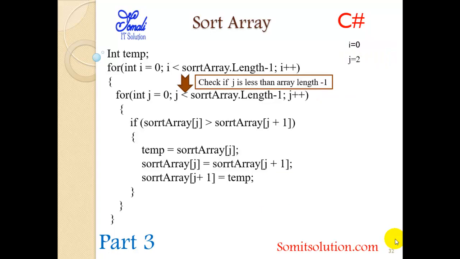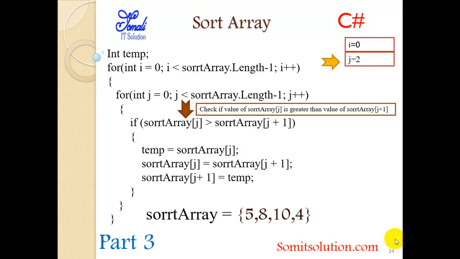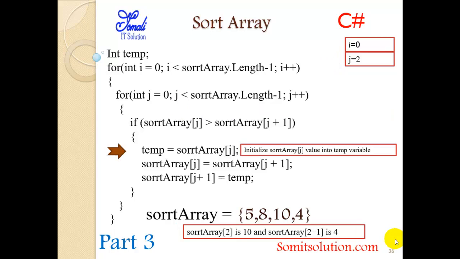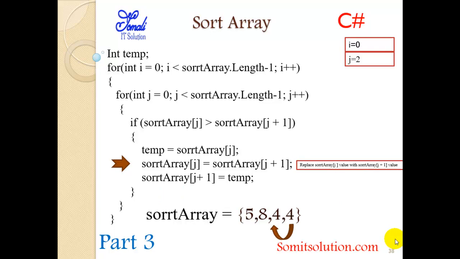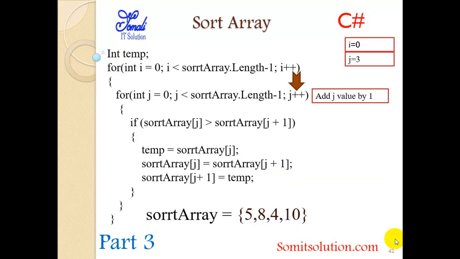Check if j value is less than array length minus 1. Our array length is 4 and 4 minus 1 is 3, so j is less than 3. Check if sort array of j is greater than sort array of j plus 1. J value is 2. Sort array of 2 is 10 and sort array of 3 is 4, so 10 is greater than 4. Let's do the next step. Initialize sort array of 2 value into temp variable. Initialize sort array of 3 value into sort array of 2. Initialize temp value into sort array of 3. Add j value by 1.